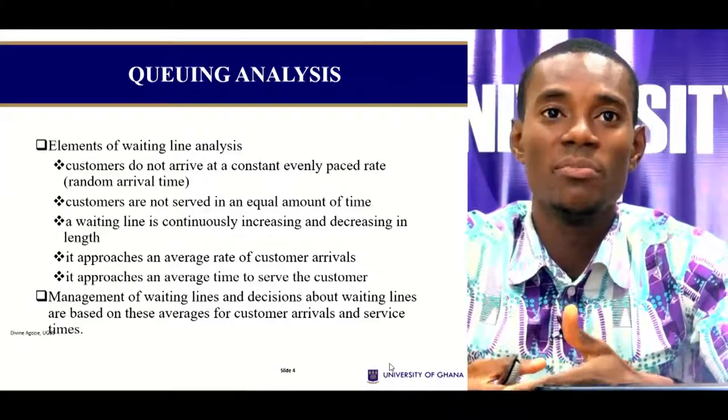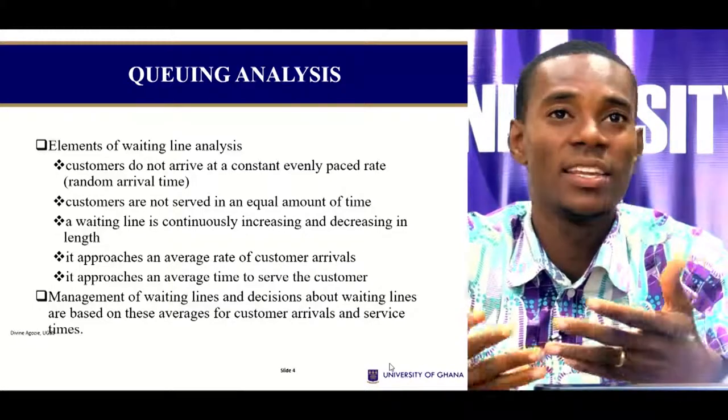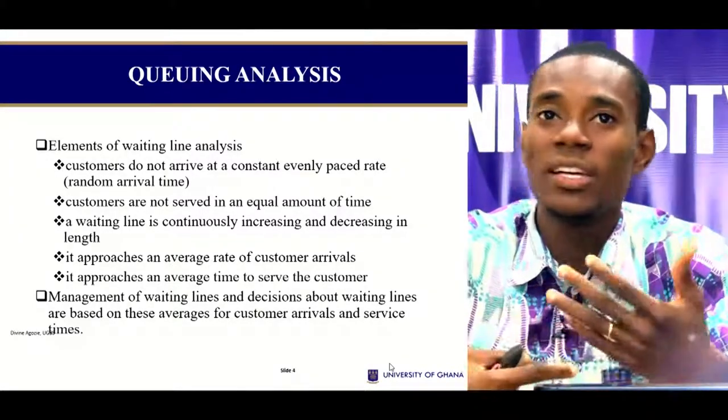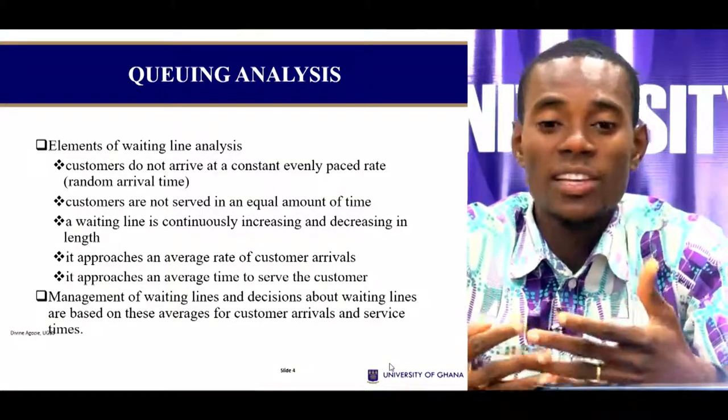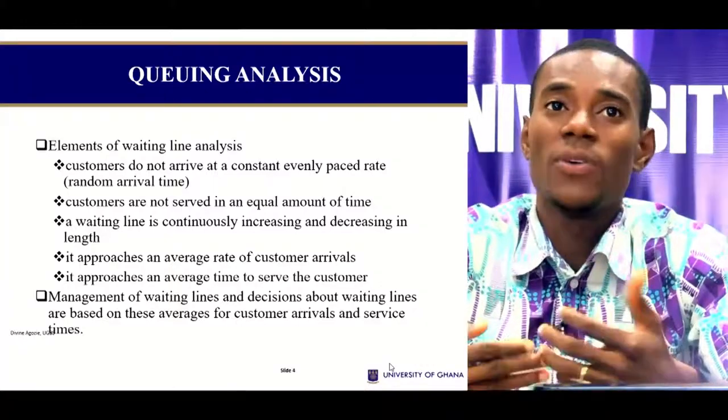Okay, maybe in a minute, you can have three customers arriving in the next second, you could have one in a minute, there could be none in that order. It's erratic. You cannot lay your hand on the order in which customers arrive. They come in a random manner.